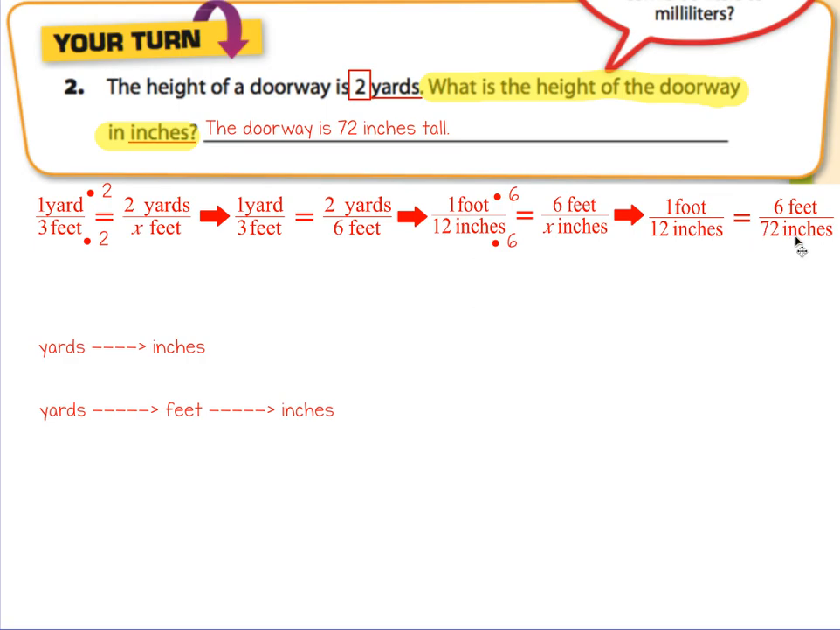So I know that there are 72 inches in 2 yards. So therefore, my doorway was 72 inches tall. So sometimes it's not always going to be a straightforward conversion. Sometimes we're going to have to take multiple steps to get to our answer.